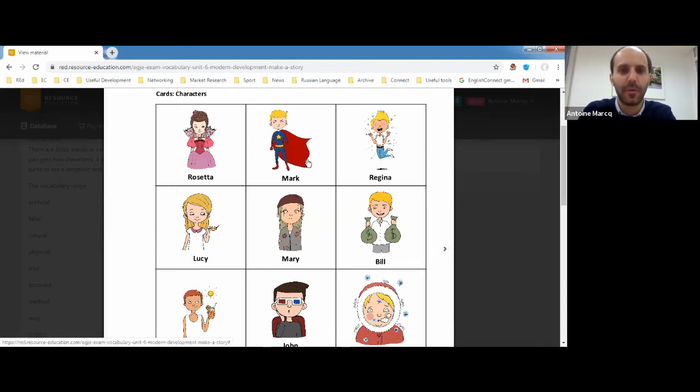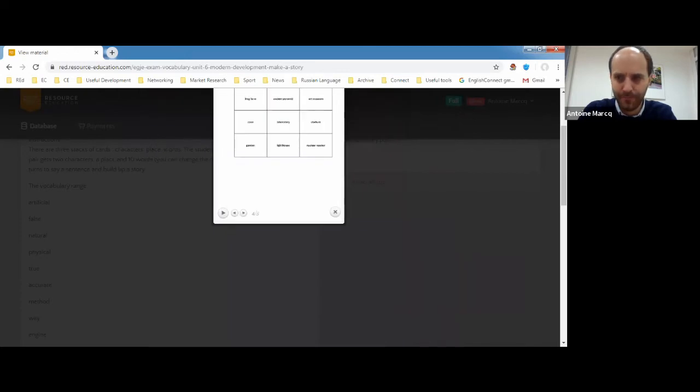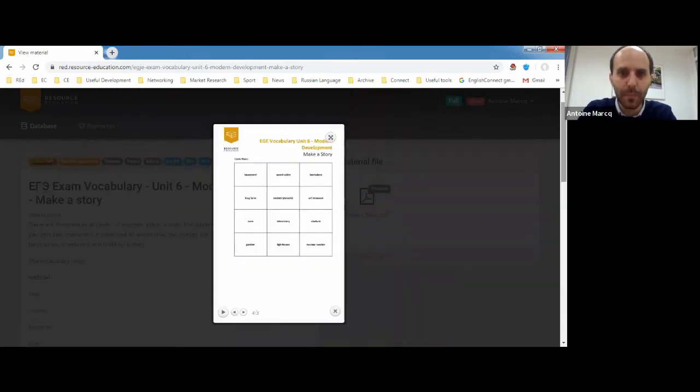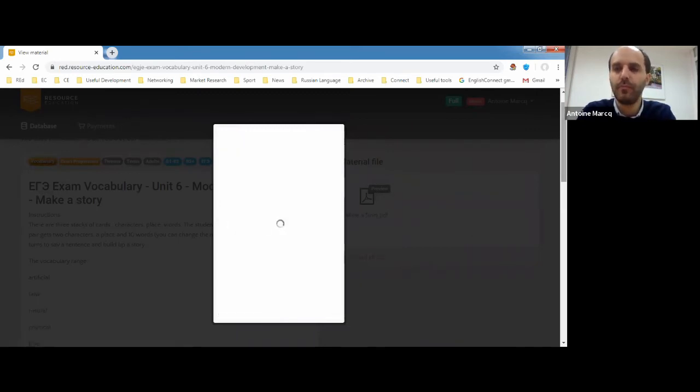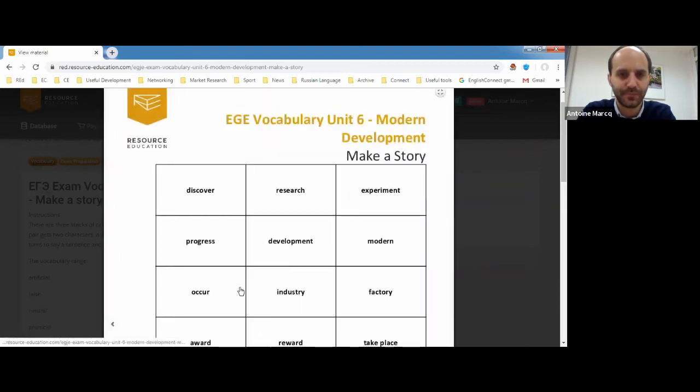So let's say, for example, we have Mark the superhero and Bill. I think Bill's a thief. One place, basement. And 3 words. Let's start with 3 words: discover, research, experiment. Oh, they're too linked. We would shuffle these. And so let's do discover, development, factory.